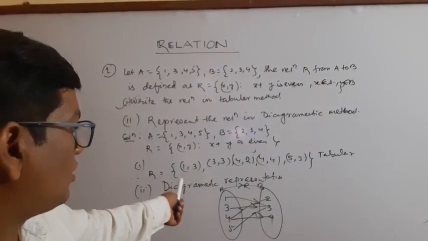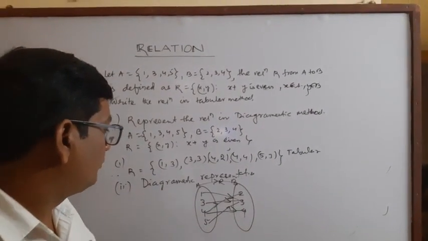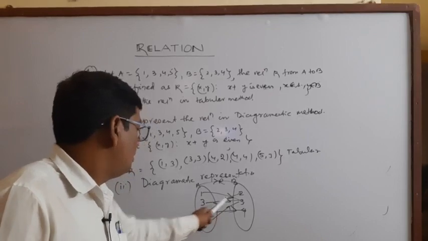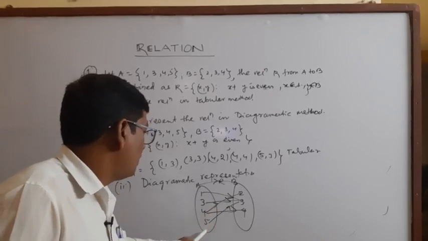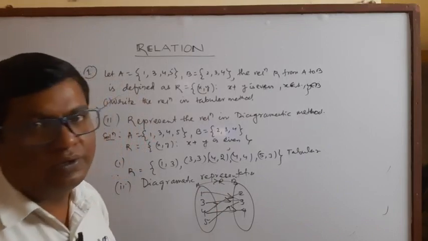1 is related to 3, so draw an arrow from 1 to 3, and 3 to 3, 4 to 2, 4 to 4, 5 to 3. This is the diagrammatic representation of the relation. Okay.